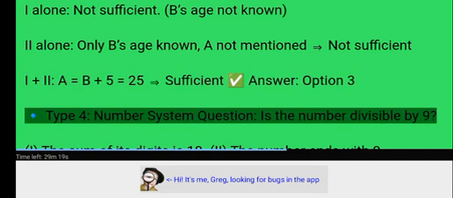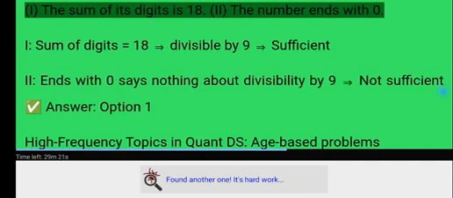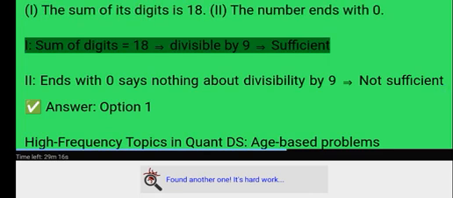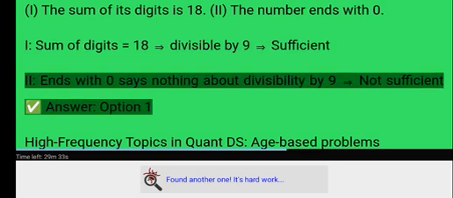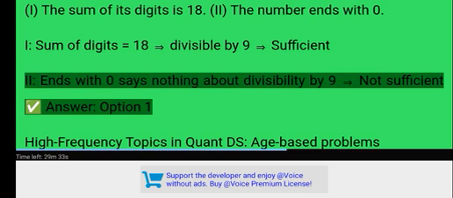Type 4: Number system question. Is a number divisible by 9? 1. The sum of its digits is 18. 2. The number ends with 0. Statement 1: Sum of digits equals 18, so it is divisible by 9, which is sufficient. Statement 2: Ending with 0 says nothing about divisibility by 9, so it is not sufficient. Answer: Option 1.